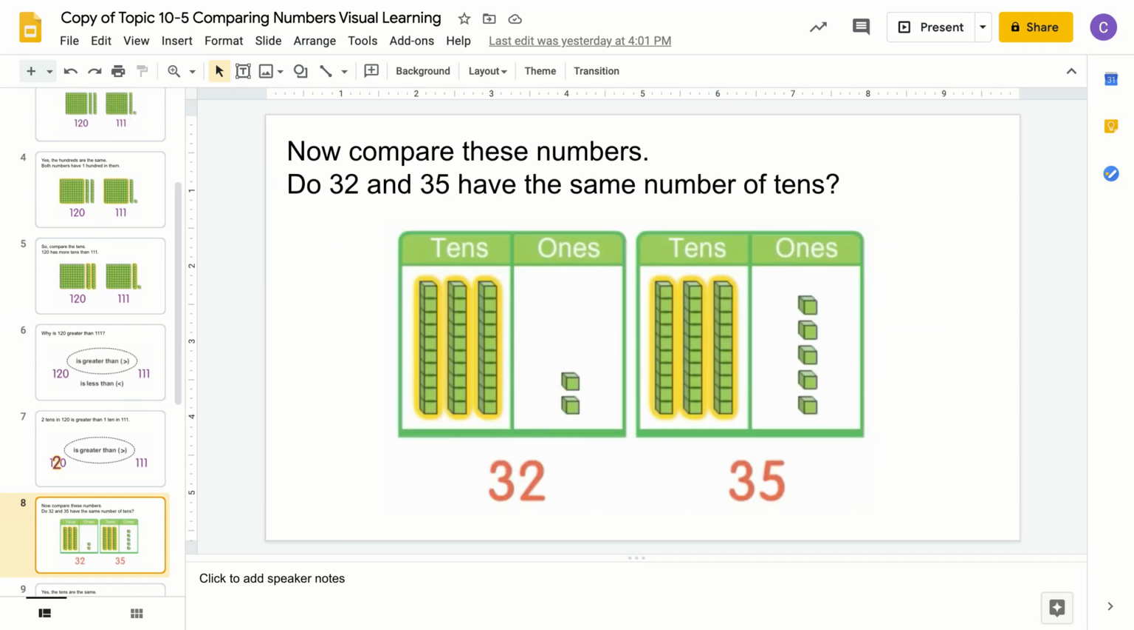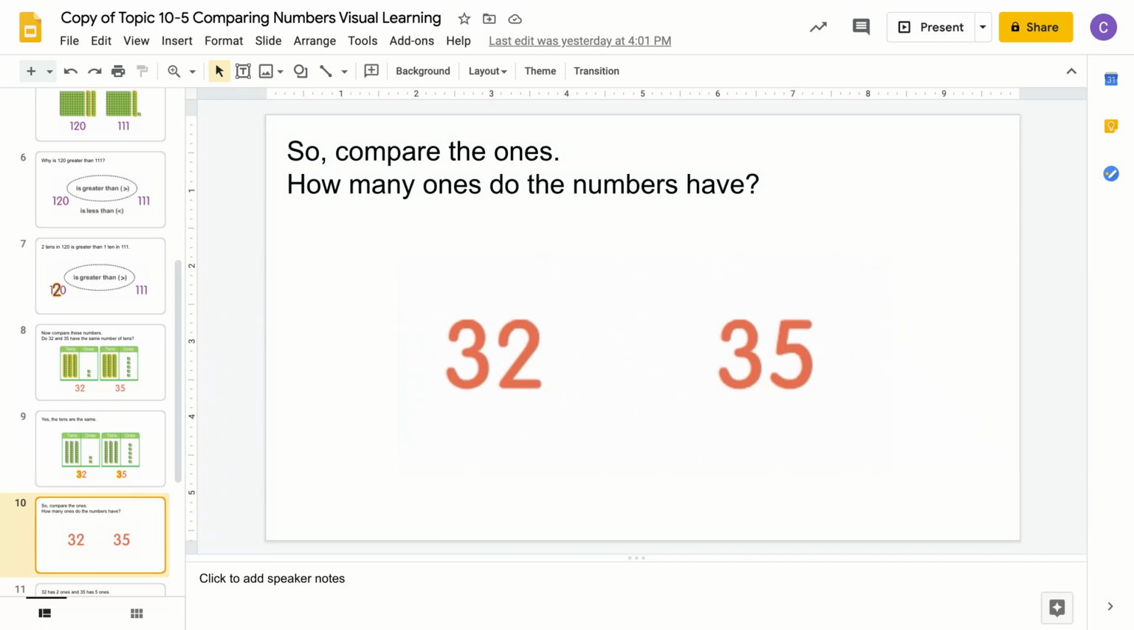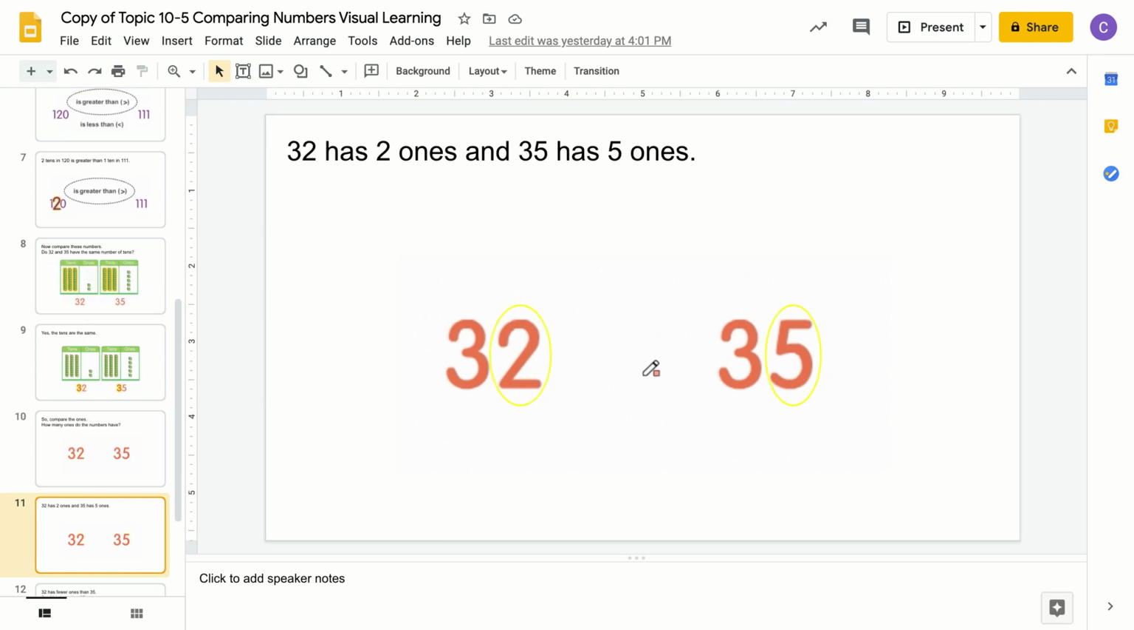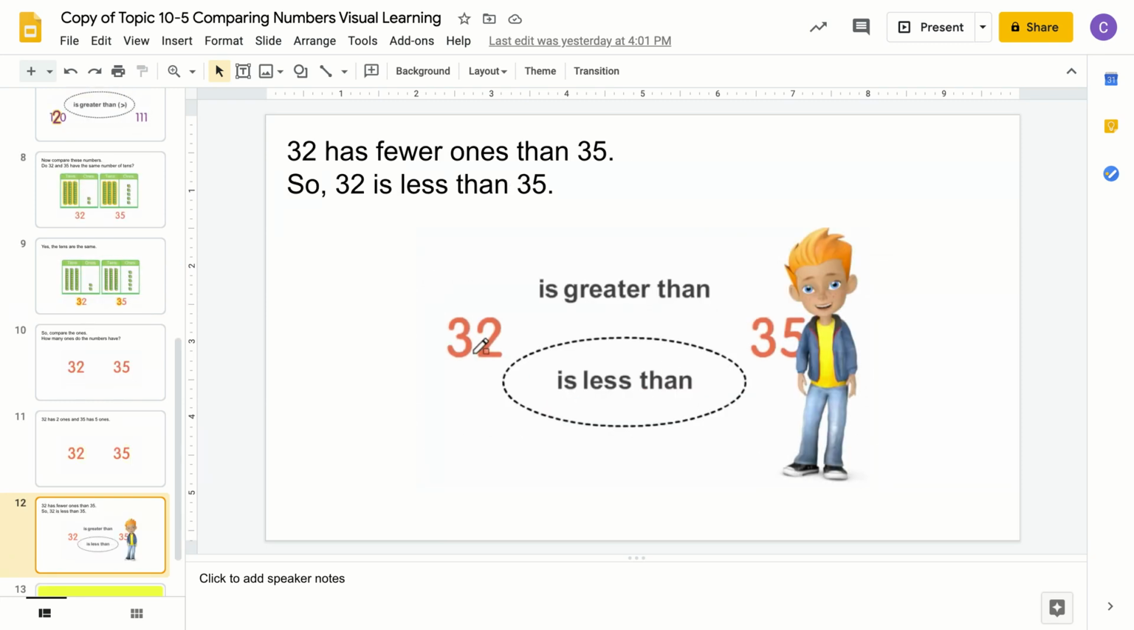All right, let's compare 32 and 35. Do they have the same number of tens? Let's count. We have 1, 2, 3. 1, 2, 3. They do have the same number of tens. But do they have the same number of ones? This one has 2 and this one has 5. So 32 is less than 35.